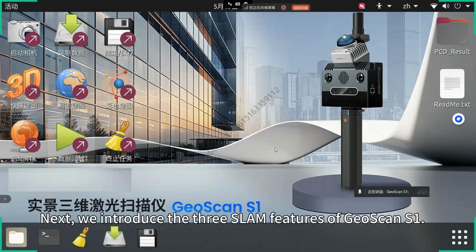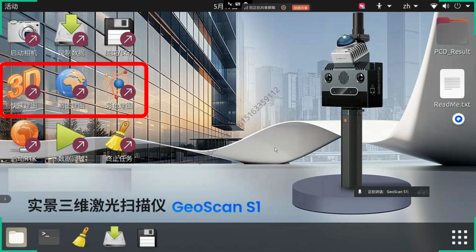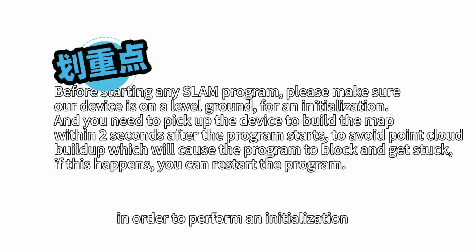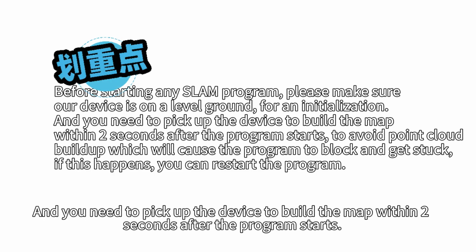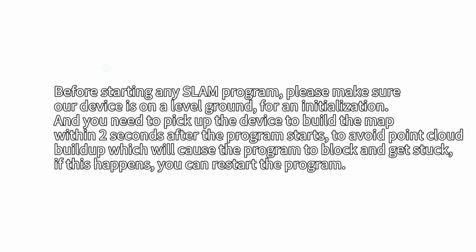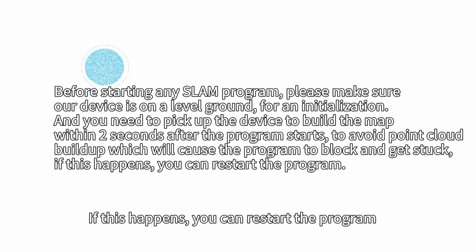Next, we introduce the 3 SLAM features of GeoScan S1. Please note that before any SLAM program is initiated, make sure that our equipment is on level ground in order to perform an initialization, and you need to pick up the device to build the map within 2 seconds after the program starts. Avoid point cloud buildups that can lead to program blocking and jamming. If this happens, you can restart the program.